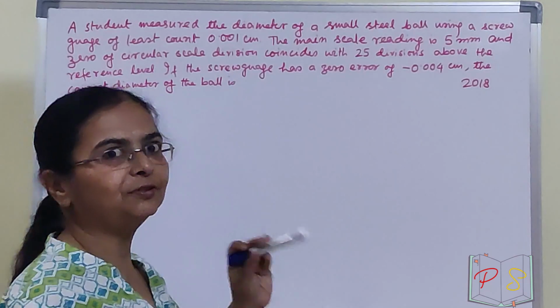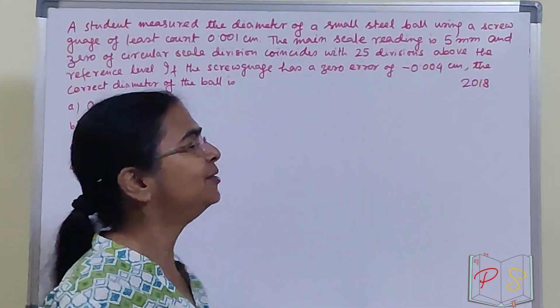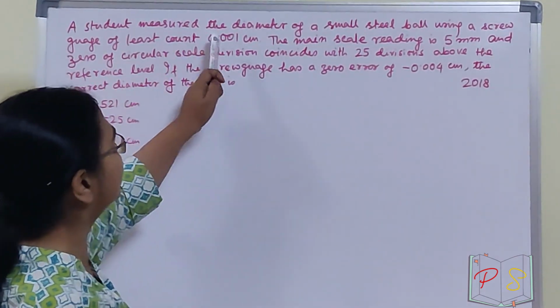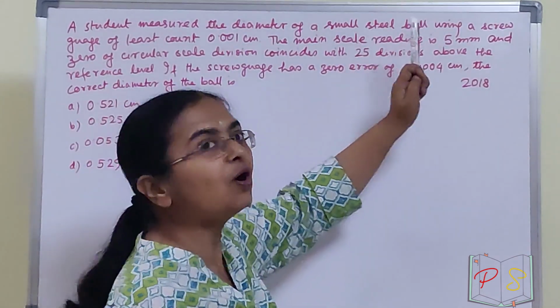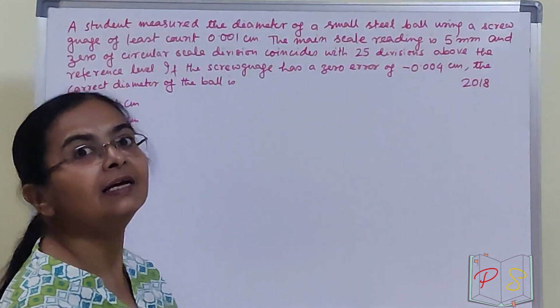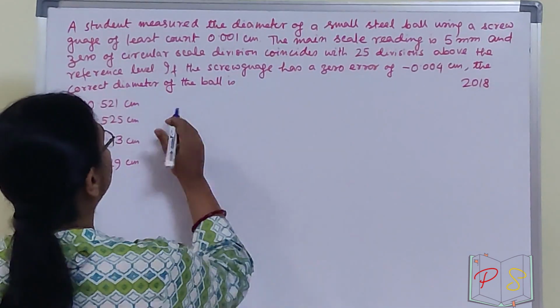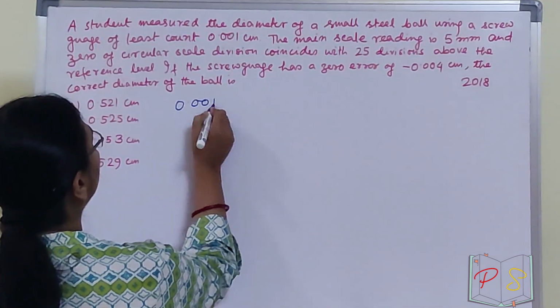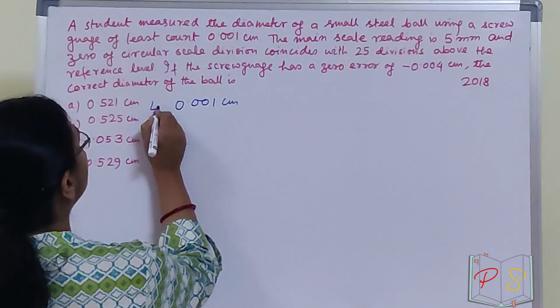Let us take this question. It came in 2018. A student measured the diameter of a small steel ball using a screw gauge of least count 0.001 centimeter. This is the least count.